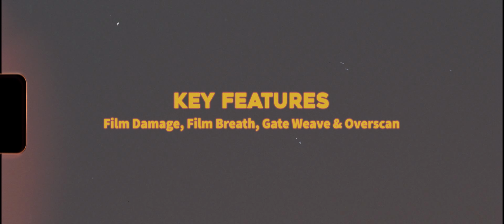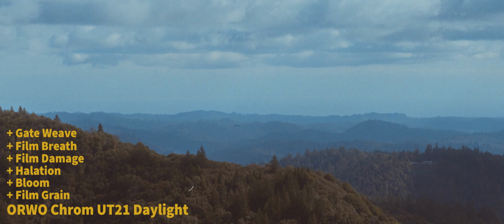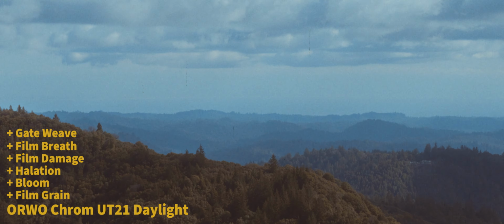If you're looking for a super vintage film look, Dehancer also has film damage, film breath, and gate weave effects. Film damage adds dust and scratches, while film breath and gate weave give an old projector look with subtle breathing colors and shifts in the image. Even just recently, Dehancer's Beta 2.2 update added an Overscan effect to the Premiere Pro and After Effects versions.